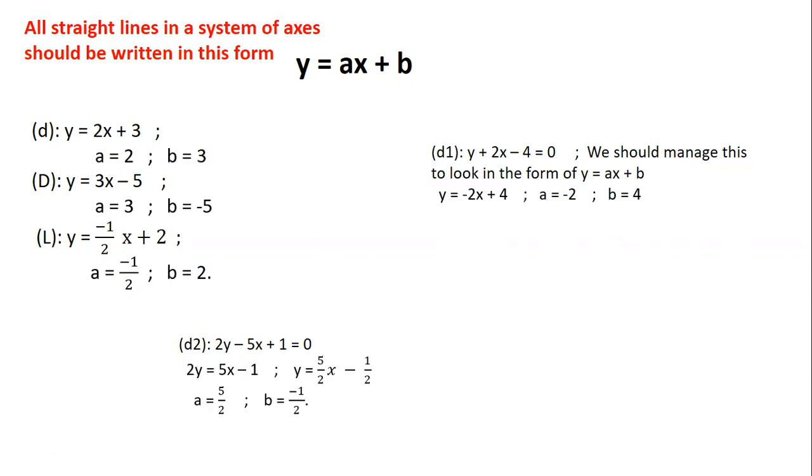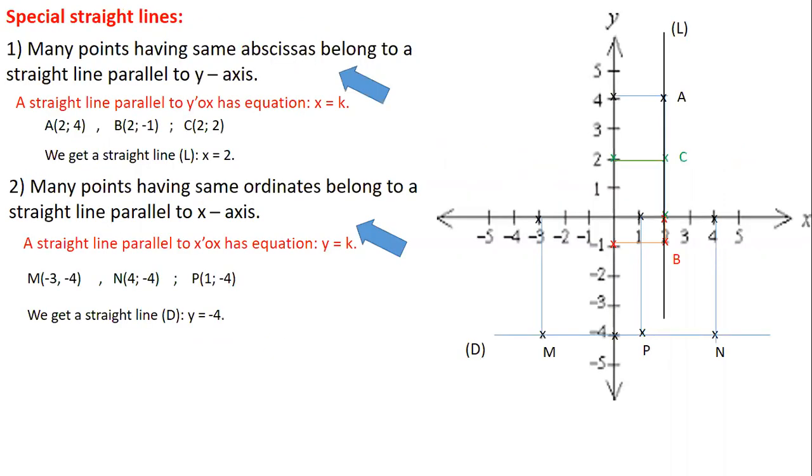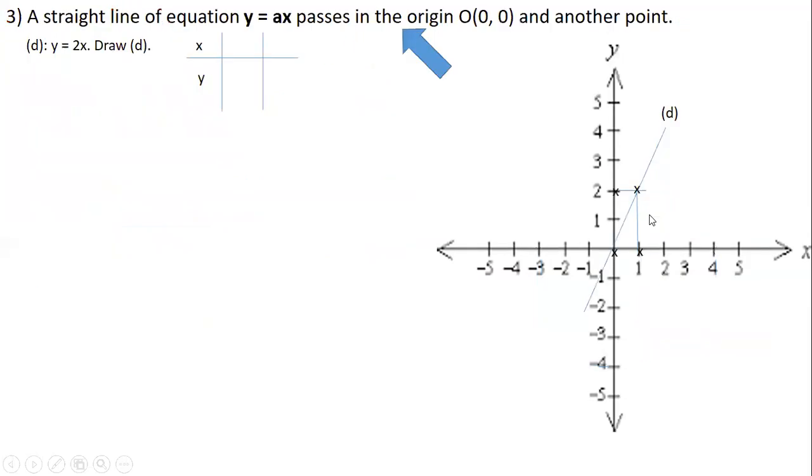I manage the straight line to find what is the slope and what is the y-intercept. Of course, we have special straight lines in a system of axes. The first is if we have plotted many points having the same abscissas, they will be located on a straight line parallel to the y-axis. If we plotted many points having the same ordinates, of course, they will form a straight line parallel to the x-axis.